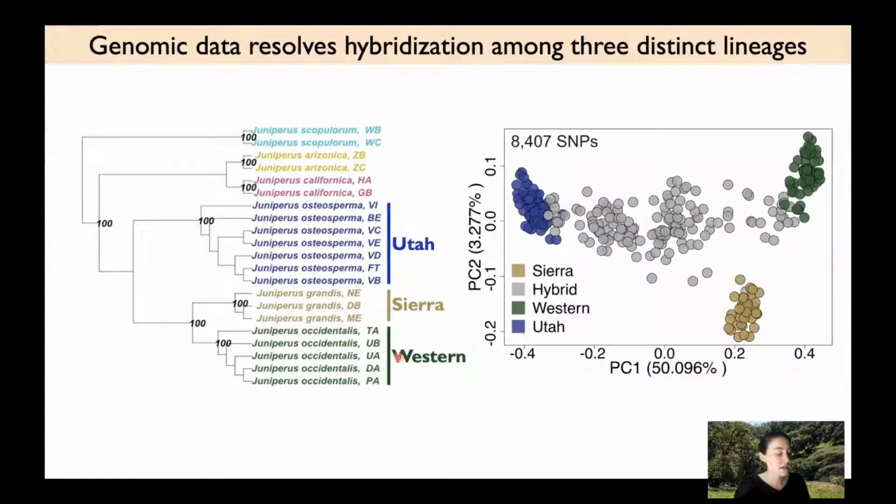A PCA of genotype probabilities confirmed hybridization among these taxa, as indicated by the large cloud of gray points intermediate between our parental clusters. Though I wanted to focus on the hybrid zone for this brief talk, I should mention that within each of these 3 juniper lineages, population genetic structure is extremely low, consistent with low genetic structure seen in many other wind-dispersed conifers with large geographic ranges.